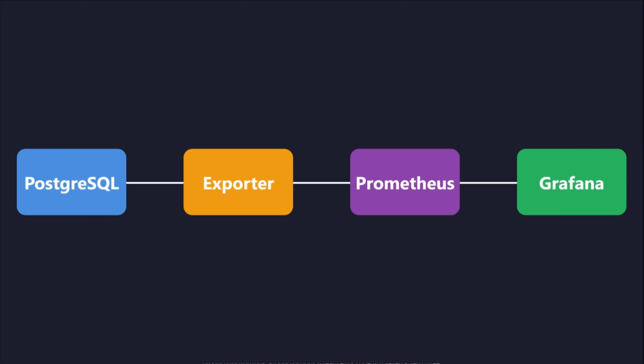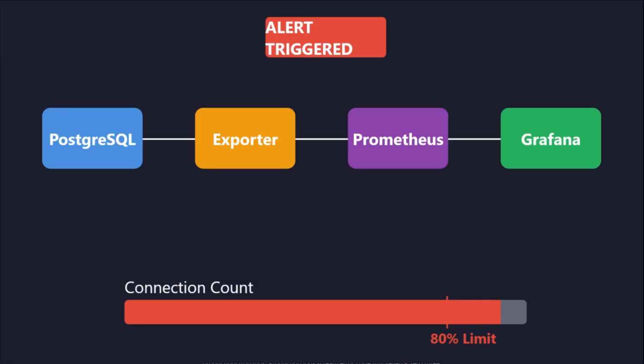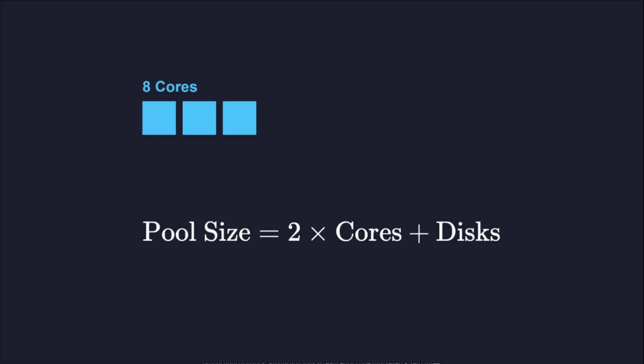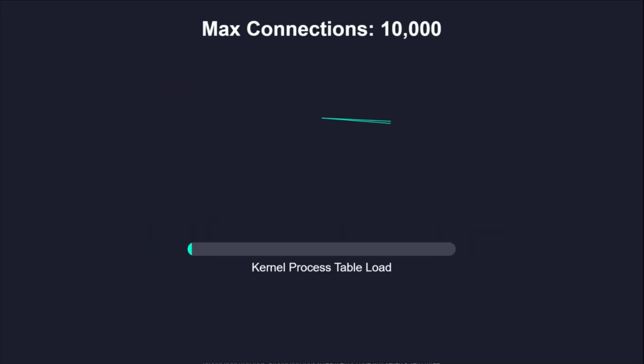Integrate PostgreSQL exporter with Prometheus and Grafana. Set up alerts that trigger when the connection count reaches 80% of the maximum limit. The ideal pool size is often calculated by taking twice the core count of your database server plus the number of effective spindles or disks.